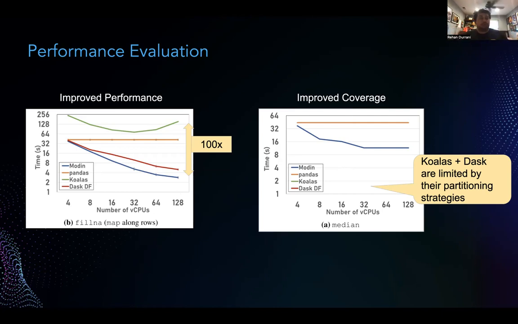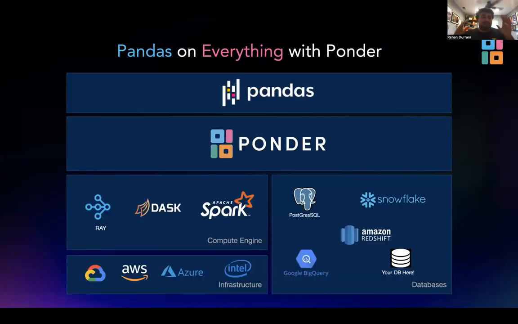So what's the goal here? Why are we doing this? What are we doing at Ponder? The end goal is pandas on everything. With Modin, we have pandas on top of distributed execution engines like Ray and Dask. But ultimately, like Alejandro said, we'd like to be able to push pandas down to databases to really be able to scale pandas. So if folks think this is interesting, come hit us up.